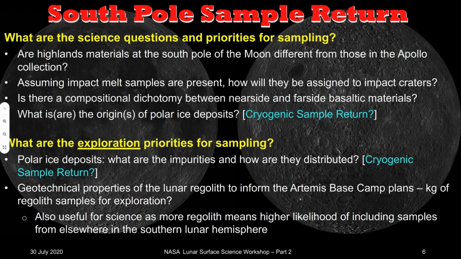Are the highlands materials at the South Pole of the Moon different from those in the Apollo collection? Do we actually see more magnesian, pharoan and orthosites?